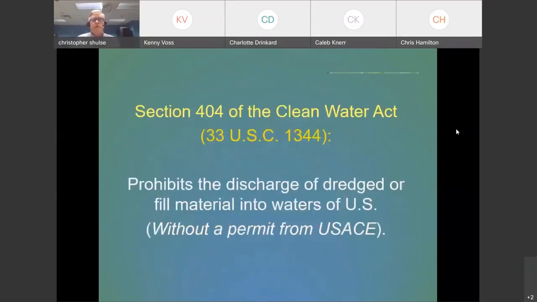Section 404 of the Clean Water Act, we just talk about a 404 permit generally. And this is the section of the Act that prohibits the discharge of dredged or fill materials into the waters of the U.S. without a permit from the United States Army Corps of Engineers, USACE. So in order to put any kind of fill into a water of the U.S., you have to get a permit from the Corps first.